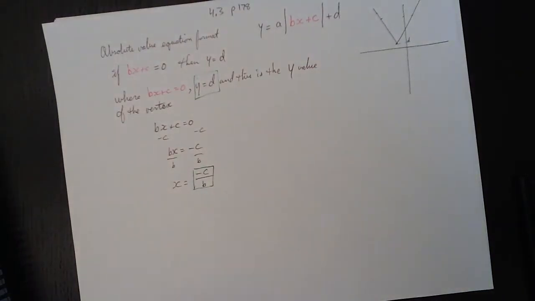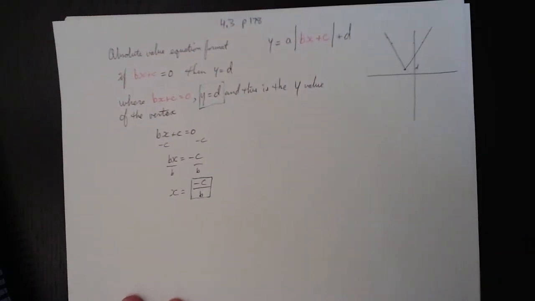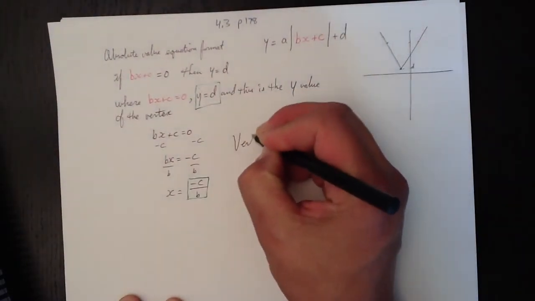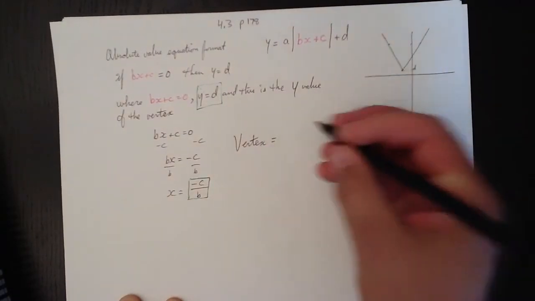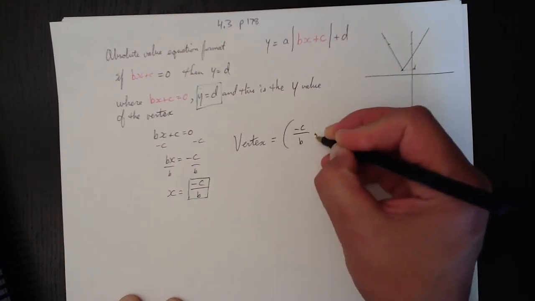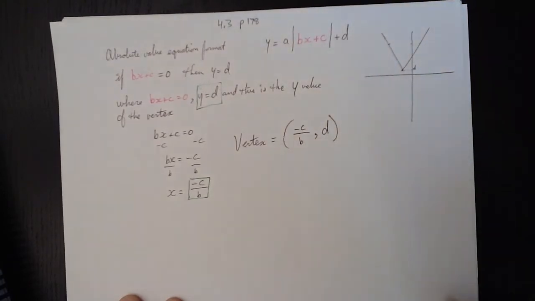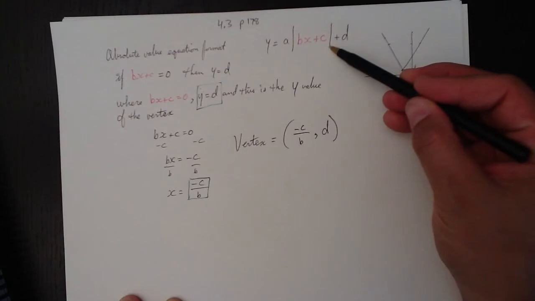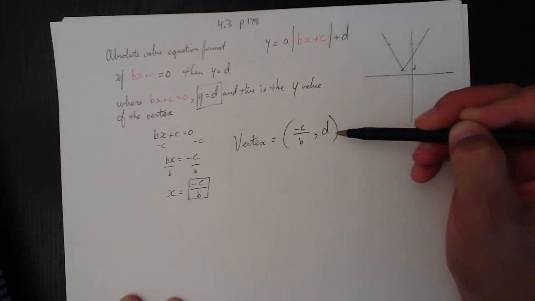So the vertex, by virtue of our little calculations here, equals the following coordinate, negative c over b, comma d. As long as the equation can be written like this, we can recognize the vertex with this formula.